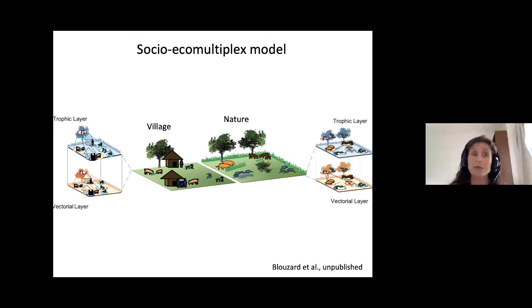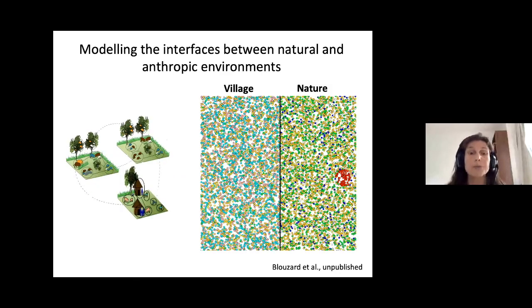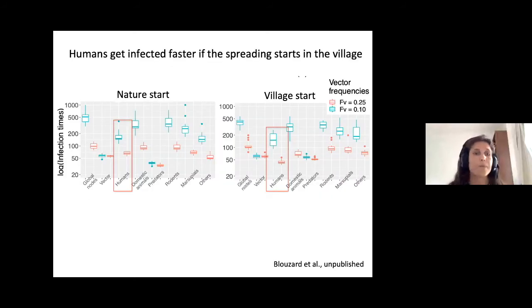We are currently working with a socio-ecological multiplex in which we included human populations, domestic animals, and villages in the model. The approach we used was to divide our environment in two windows. There's a different combination of species on each window, which you can see here because they have different colors. But there are species in common that link both environments. And here are some preliminary results.